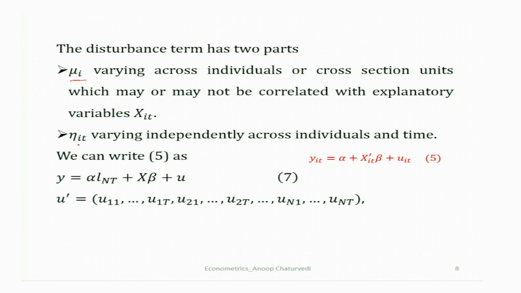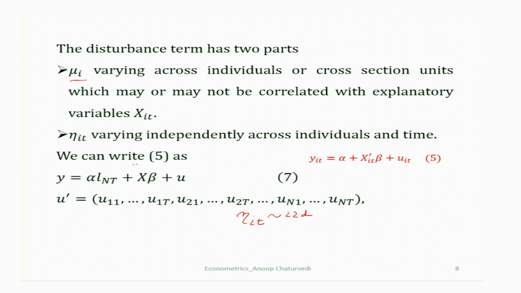Then the second part is eta_it. Eta_it varies across individuals as well as through time. We also assume that this is varying independently, meaning different eta_it's are i.i.d. It involves i as well as t. So, that is why it is varying across individuals and time.